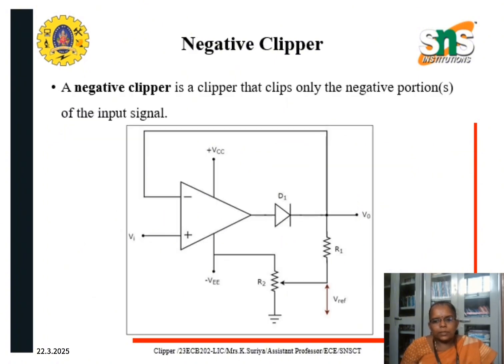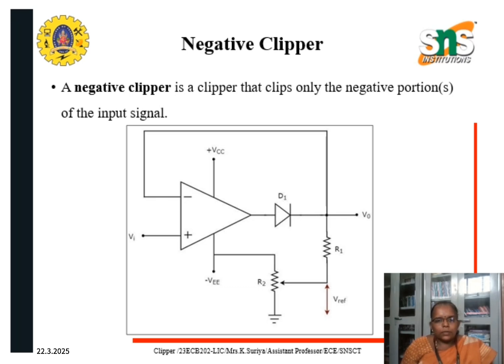Next one is the negative clipper. The difference between the positive and the negative clipper is that the diode is connected in a reverse manner, and the reference voltage is connected to minus VEE. The negative clipper is a clipper that clips only the negative portions of the input signal. You can obtain the circuit of the negative clipper just by reversing the diode and taking the reverse polarity of the reference voltage, as shown here.